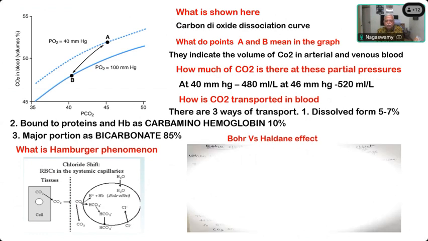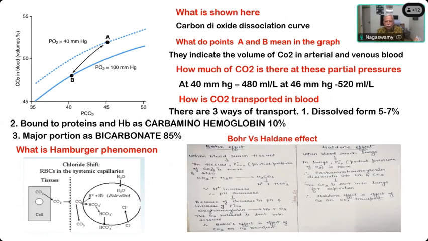So the correct answer is Bohr effect happens at the tissue level. Haldane effect takes place at the lung level. That is the first and foremost point.